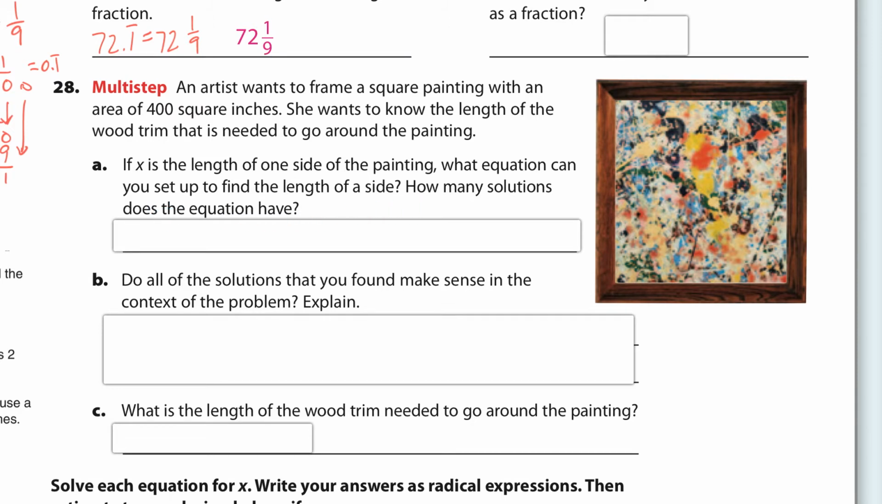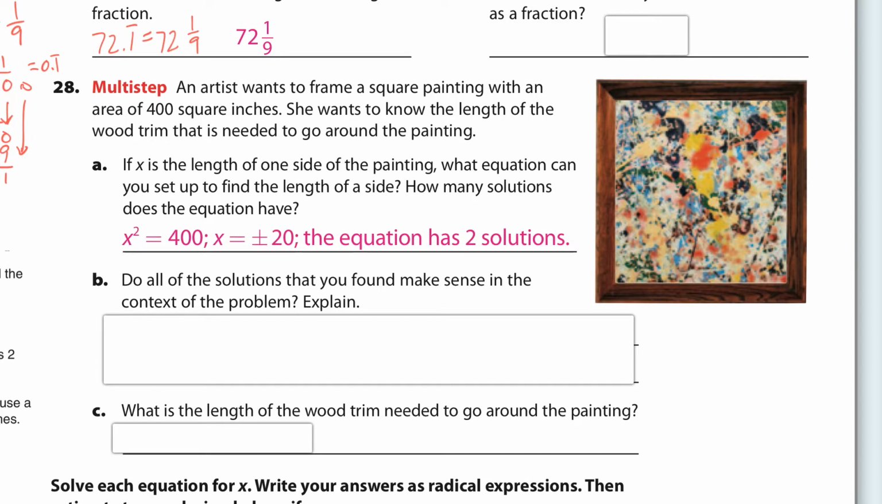Well, this is our equation. The area is 400, so to get the area, you have to multiply one side by the other. This side is x and this side is x, and x times x is x squared. And x squared is our area, 400. Now, what number times itself is 400? Well, 20 times itself is 400.